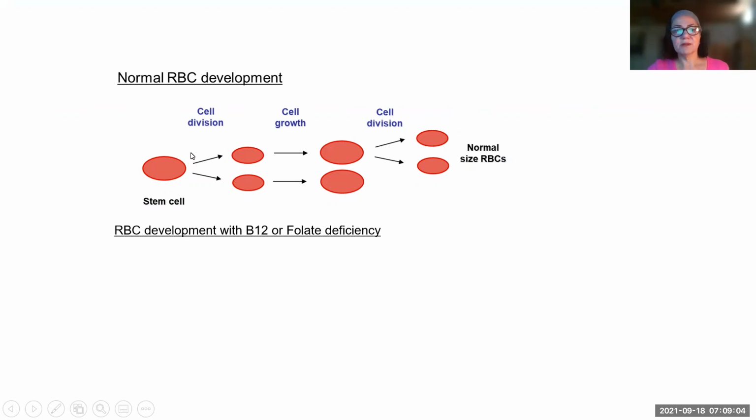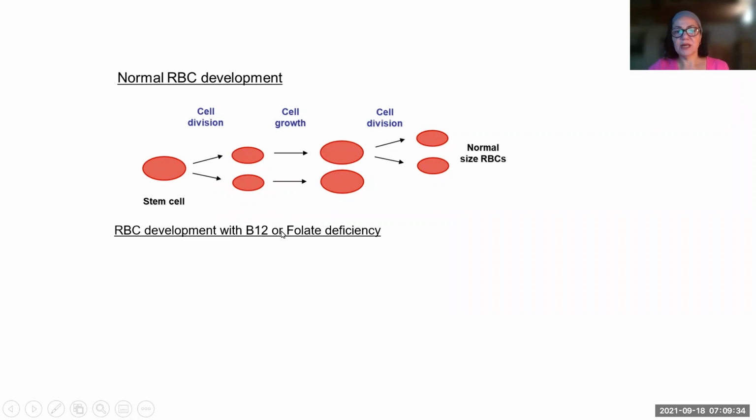All right, so this is normal red blood cell development. We're in the bone marrow, we've got the stem cell. The cell undergoes mitosis, divides into 2 cells, and then those cells are in G1 and they're growing. And you know all the signaling that has to happen to say, okay, now move on into synthesis. So copy the DNA and then move into G2. And then now we're ready to divide. And now we've got 2 cells again, and we have normal sized red blood cells.